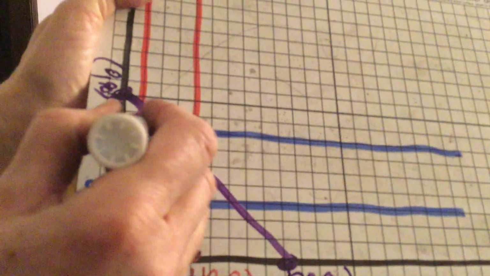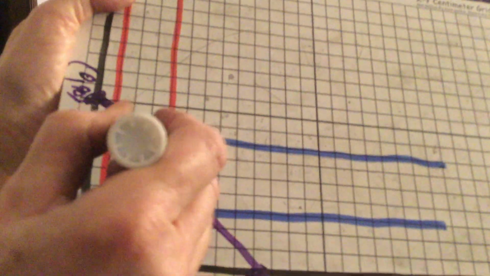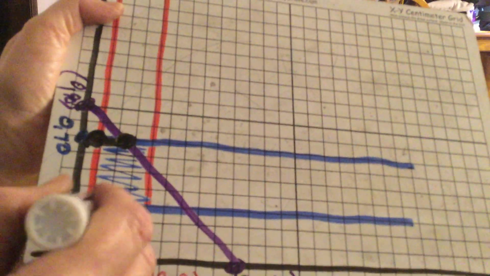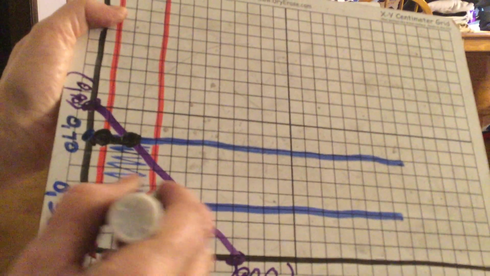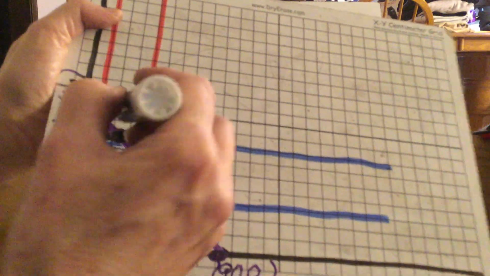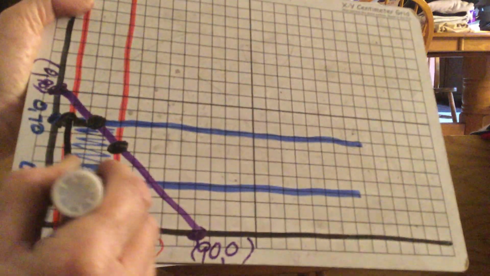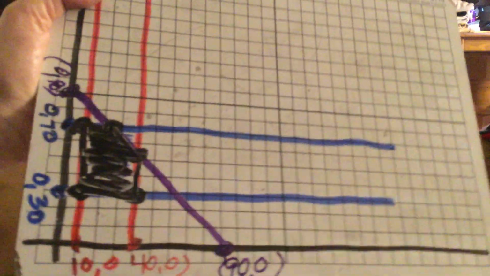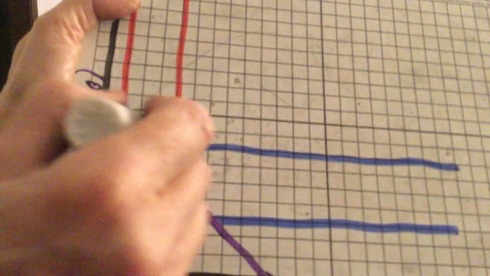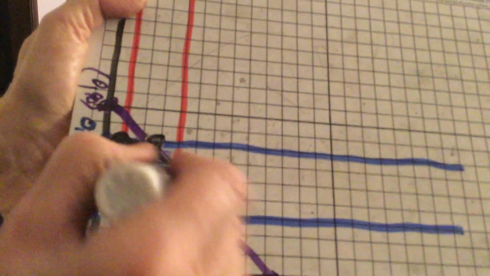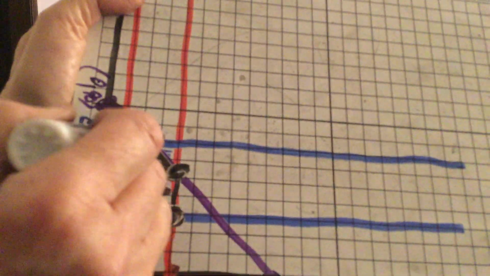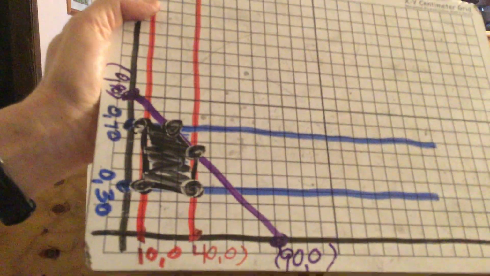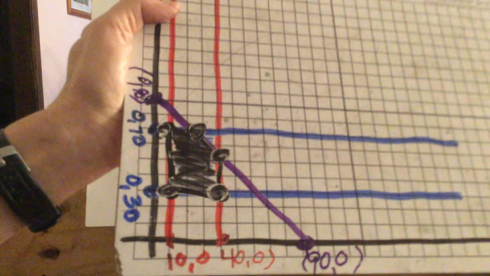So here's a corner of my shape. Here's a corner. Here's a corner. So I am looking at this guy right here. That's the shape I'm looking at. And it has 5 corners. We call those vertices. We call this the feasible region. So there are 5 points that I need to identify.